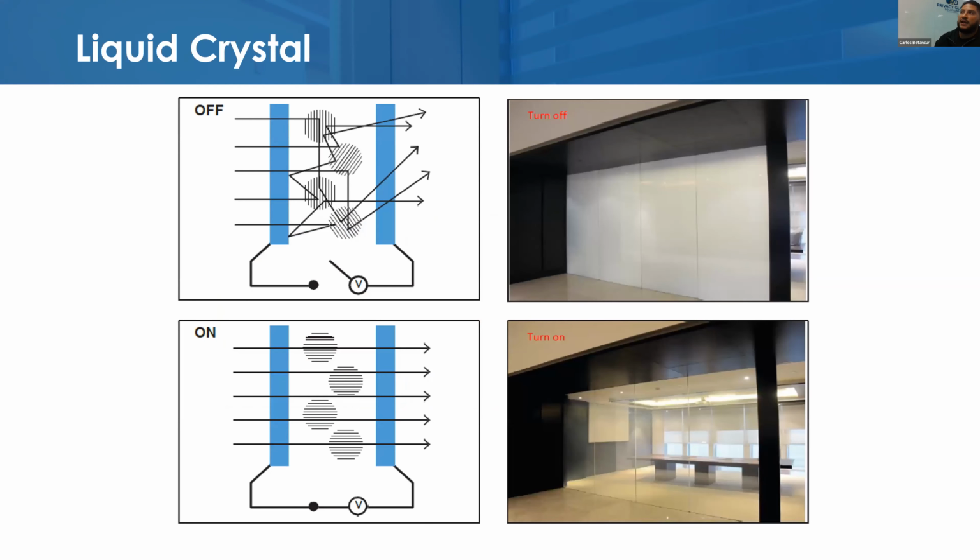So how does this technology work? In the off position, these microscopic liquid crystals are scattered, and that's what gives you that frosted look. And then in the on position, these microscopic liquid crystals line up, and that's what lets you see through. There are some manufacturers that have different film colors. Most typically, you're going to have a white film, but some manufacturers may have different colors like light blue, green, pink, red, gray.